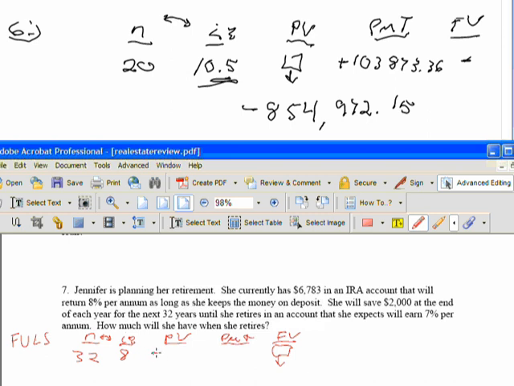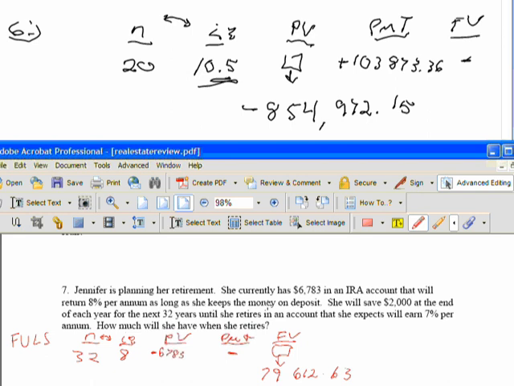The PV, and I'm going to enter it as a negative because it's money out of her pocket into this account, is $6,783. Make sure payment is empty or clear. And compute future value. You should get $79,612.63. So that's what she'll have at the end of 32 years at an 8% return on that original present value of $6,785. That will compound to $79,612.63.